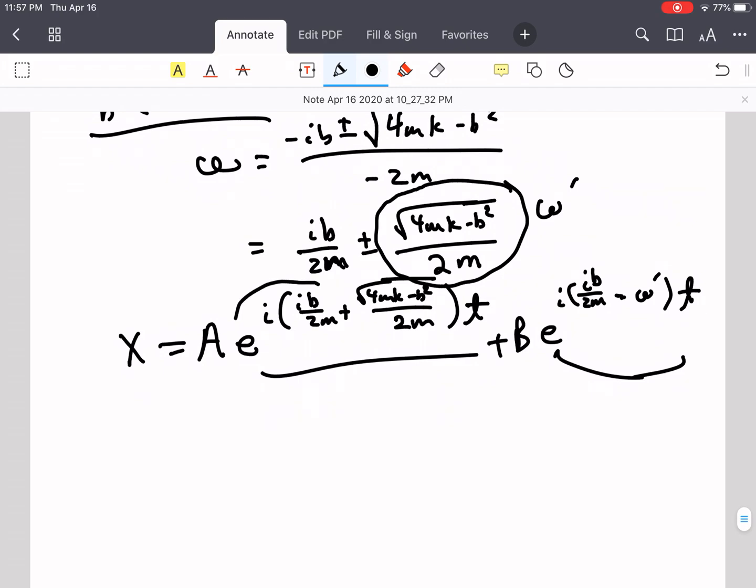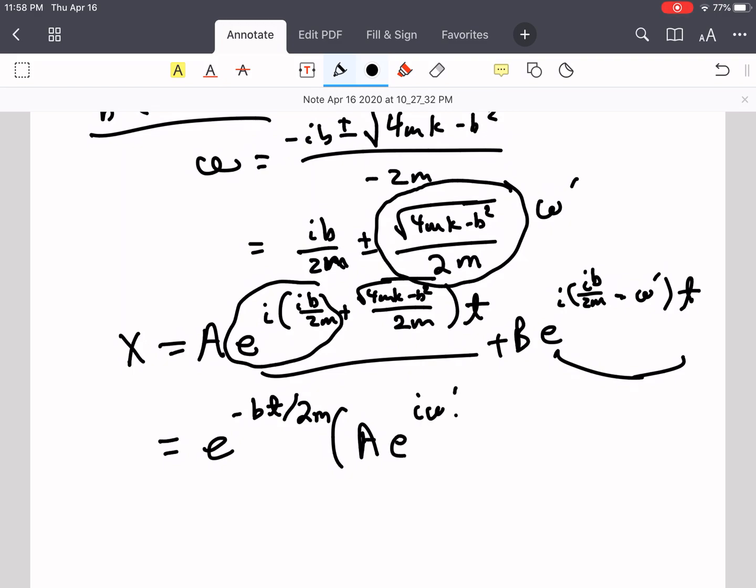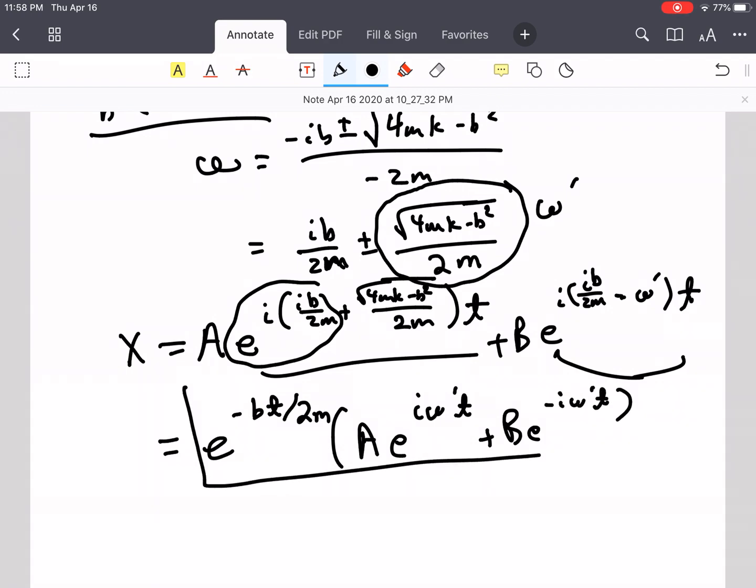So I can factor out this e to the i times b over 2m. So I have e to the minus bt over 2m times a e to the i omega prime t plus b e to the minus i omega prime t. And this is the general solution to the equation.